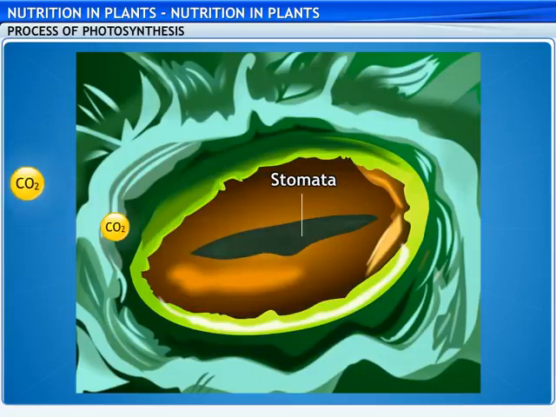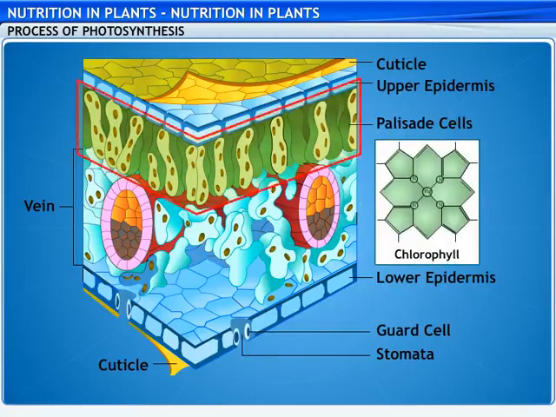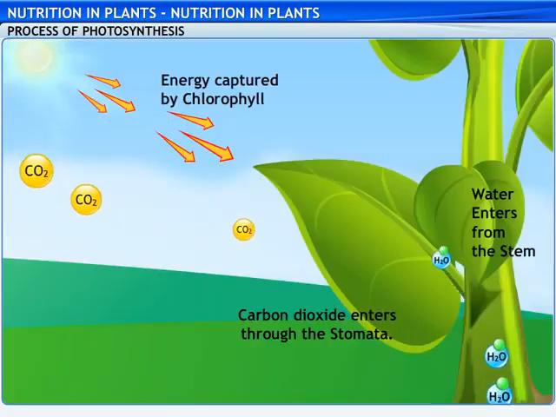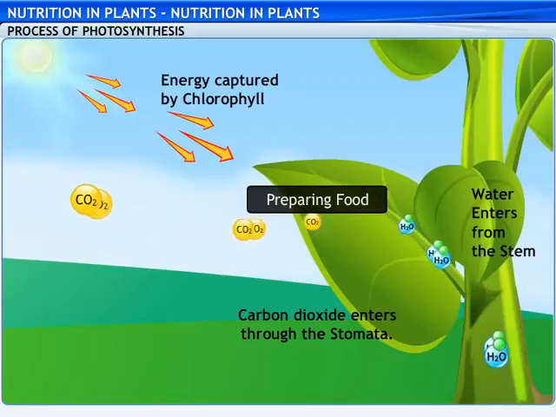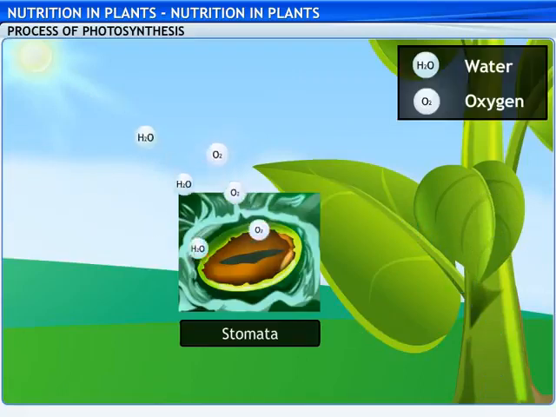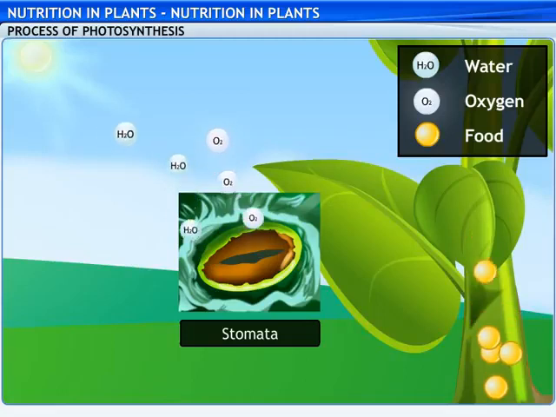The area above the lower epidermis is called the vein. It contains vessels that bring water and minerals to the leaf. Above this is the layer containing palisade cells containing green pigments called chlorophyll, which capture energy from sunlight and use it to prepare food from carbon dioxide and water. The byproducts are oxygen and water, which are released through stomata during daytime. This food that has been made is sent to other parts of the plant through the veins.